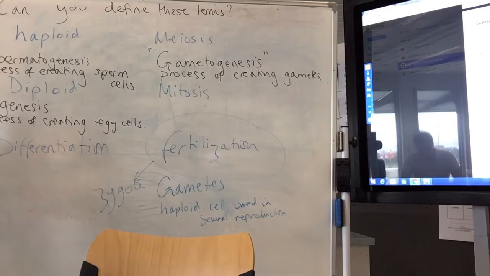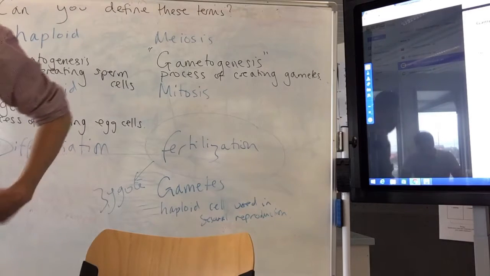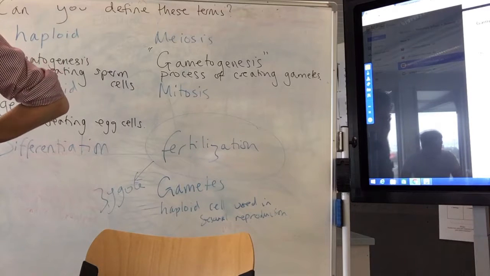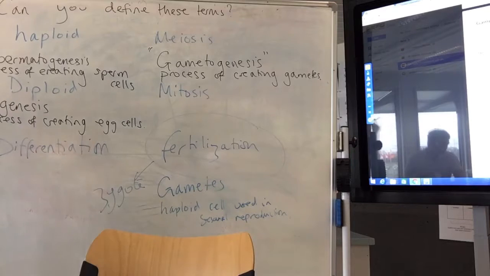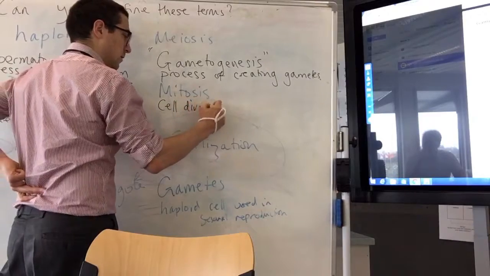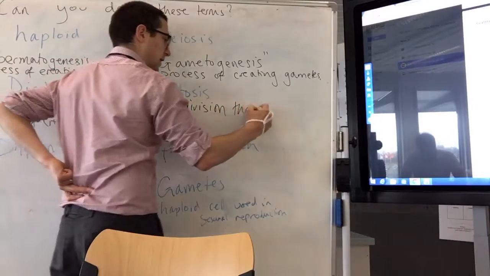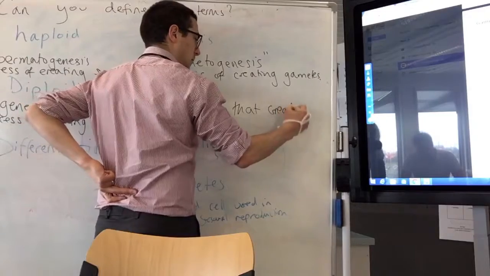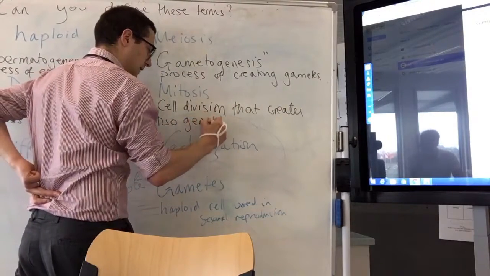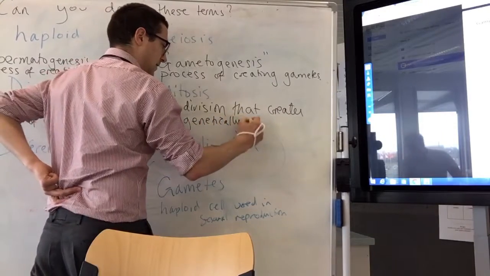What did you come up with as a definition, or a revision, for mitosis? I'll leave it on the board. For mitosis, we said it's the cell division that forms genetically identical diploid cells. Okay, cool. So this is a cell division that creates 2 genetically identical cells.